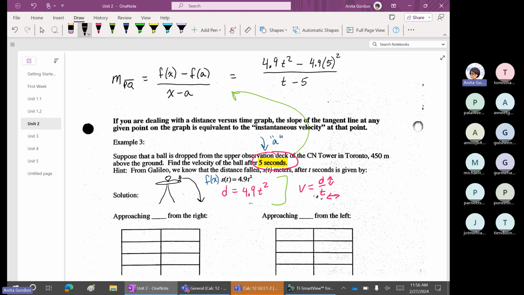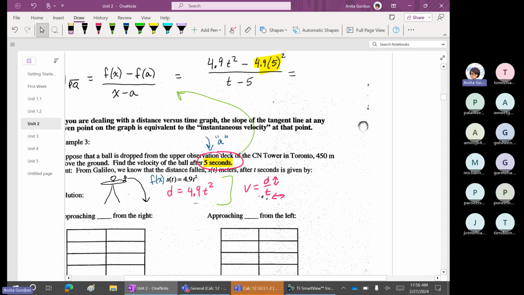Okay, now in a perfect world, if I said this is a no calculator question, you would need to simplify this. But since we have calculators, let's not worry about simplifying right now. Let us just type this in. Actually, you know what? Let's just simplify this bit right here. That way we have less typing to do when we get to our calculators. This is going to be 4.9 t squared minus, can you guys tell me what number that is?